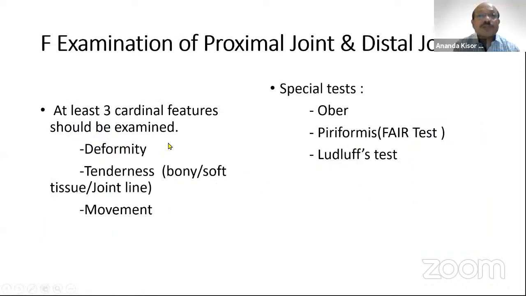So examination of the proximal joint and distal joint is most important. Basically, for the three cardinal features, you have to see the deformity of the spine and also the tenderness of the sacroiliac joint, and the movements. So the spinal movements we have to see. And for the special tests, we have to see the Ober's test, the piriformis test, which is flexion, adduction and internal rotation, and the Ludloff's test. These are the basic three tests we can do for the other joints.